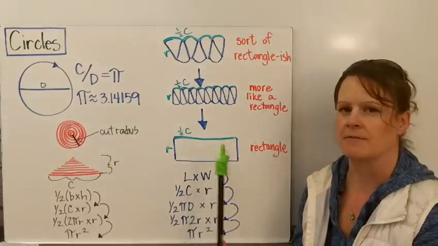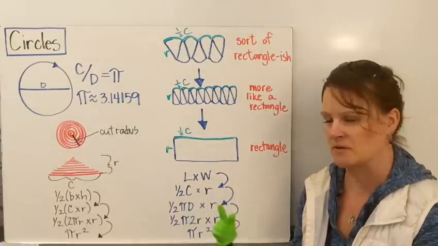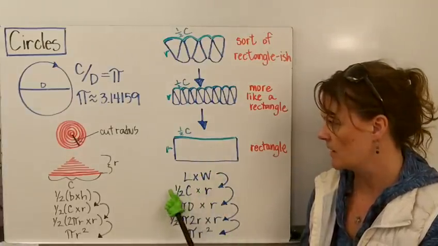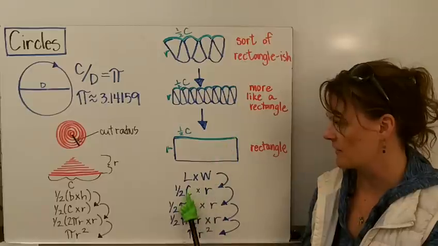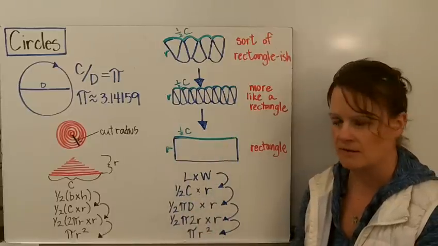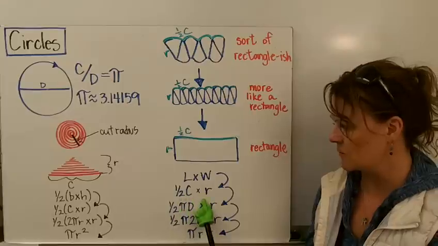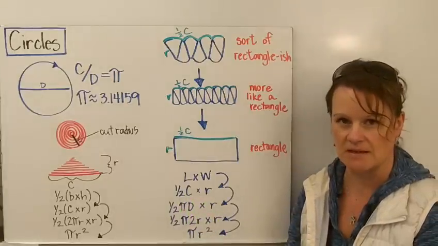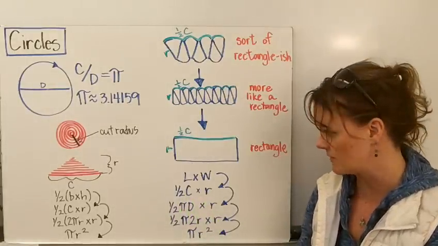So we know how to find the area of a rectangle. That's the first thing that we talked about, which is length times width. But in this case, our length is half the circumference and our width is the radius. So we're going to take that information and we're just going to work with it until we get to the area formula for a circle.